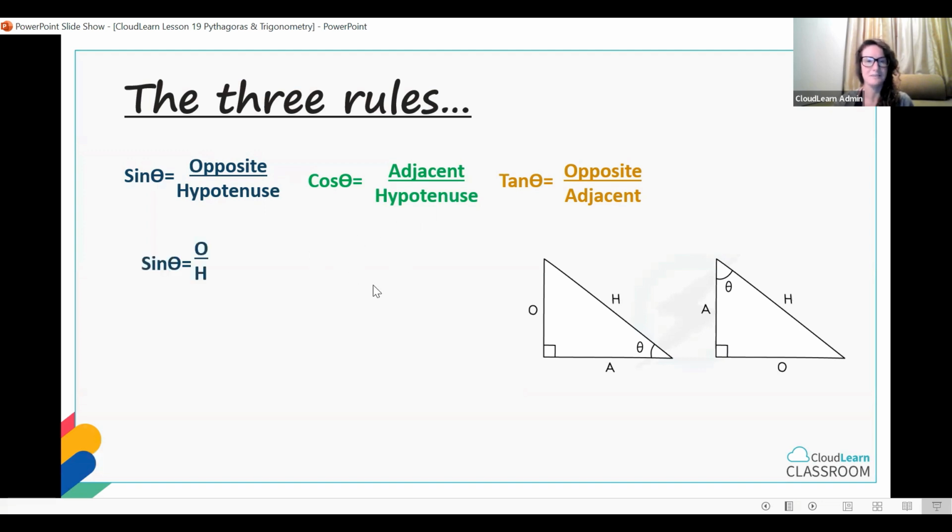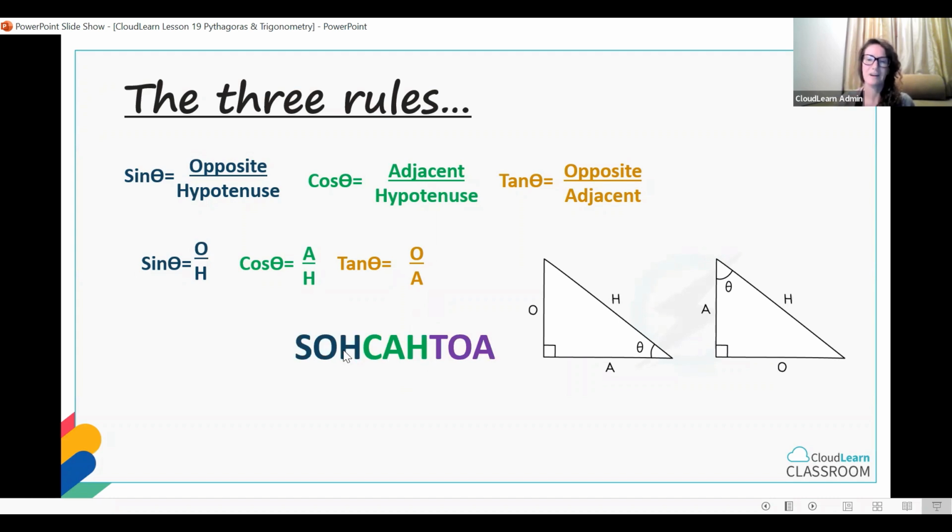It's a couple of ways. We've got sine equals O over H, so that's S-O-H. We've got cosine equals A over H. And we've got tan equals O over A. So you've probably seen this many times before. That's what that stands for. Sine is opposite over hypotenuse, cosine is adjacent over hypotenuse, and tangent is opposite over adjacent. So SOHCAHTOA is something you will have seen many times before: SOH, CAH, and TOA.